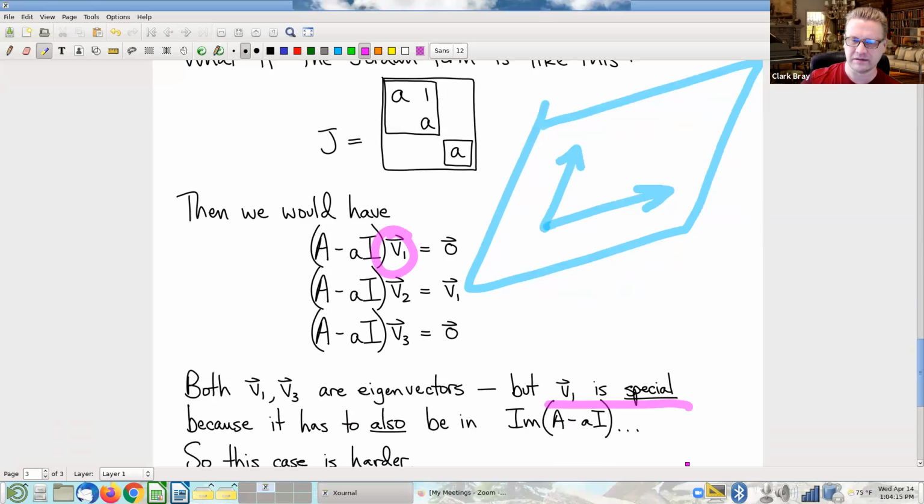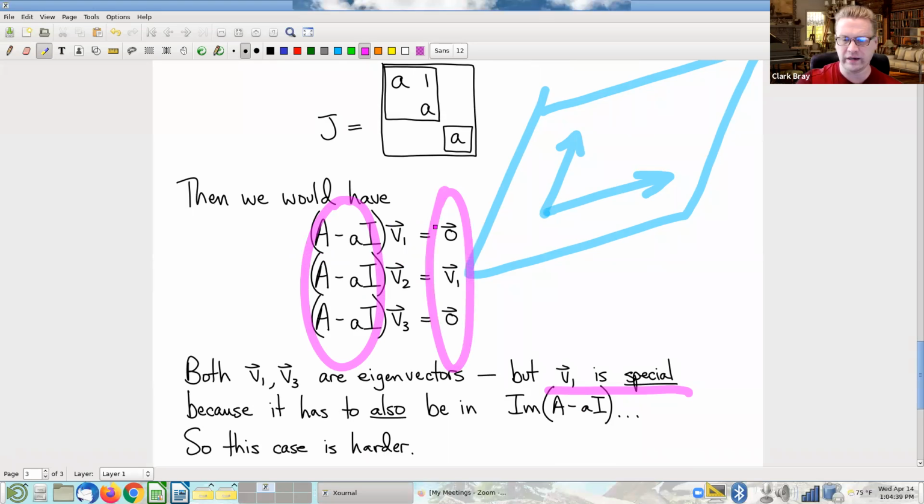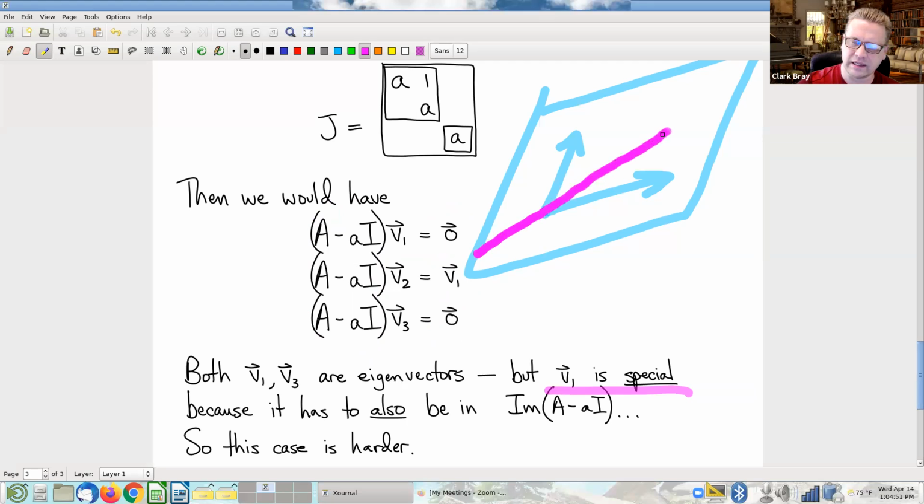Specifically, notice V1, you can see from this equation right here, V1 has to be in the image of that matrix. You can see what the image of this matrix is. This matrix only has a one-dimensional image, right? There's only one non-zero vector that comes out. So I'm looking not just for any old eigenvector, but I am looking for an eigenvector that is on this special line here that is the image of A minus little aI.